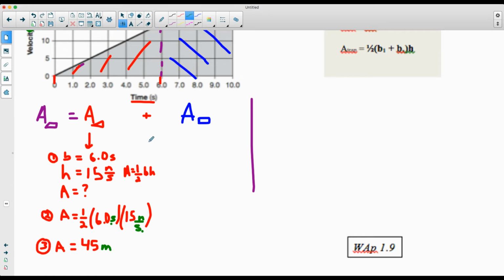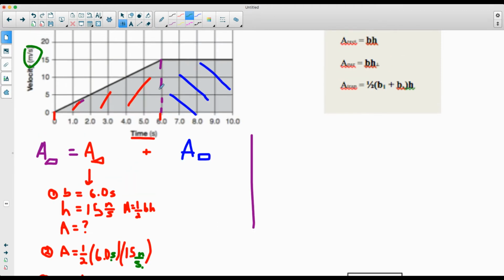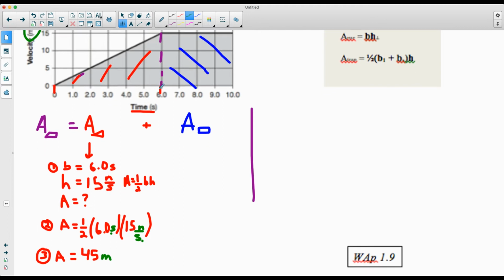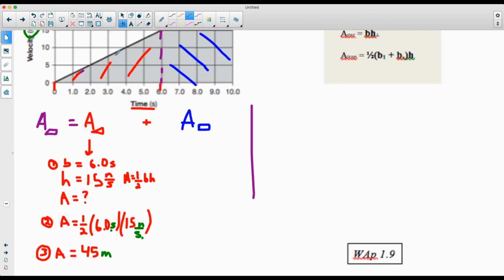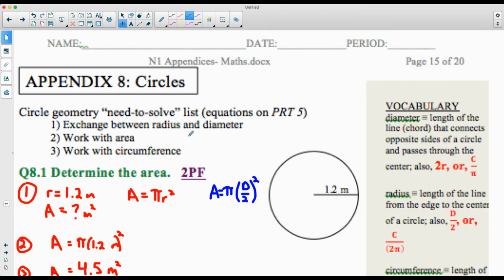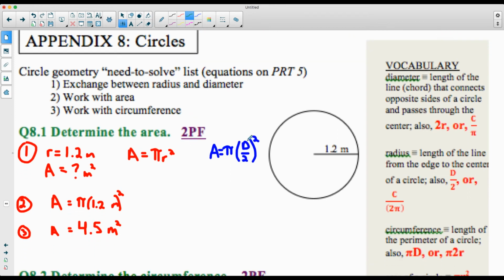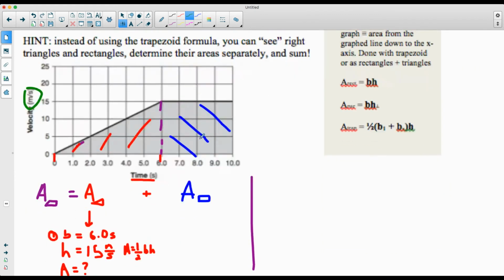That's because this is a representative area. This is not an actual physical area. You're pulling this from a graph. So here in the previous lesson, if you watched it, we did something on circles. They actually said the circle had a radius of 1.2 meters. That's an actual physical distance. That's a true physical circle, or at least it's drawn as one.